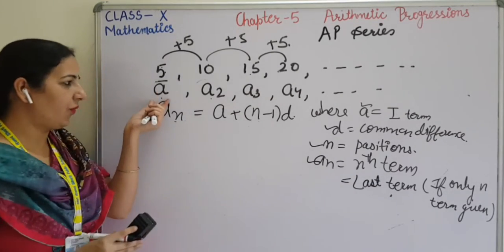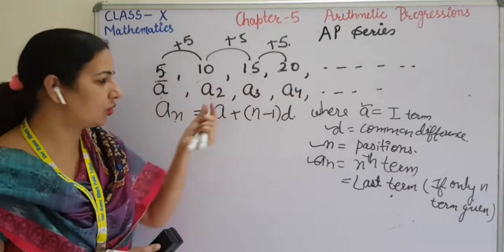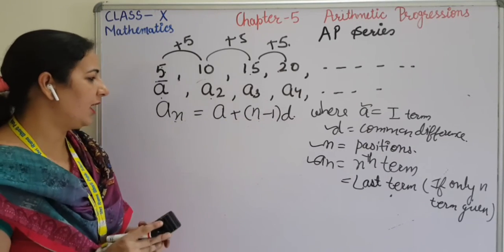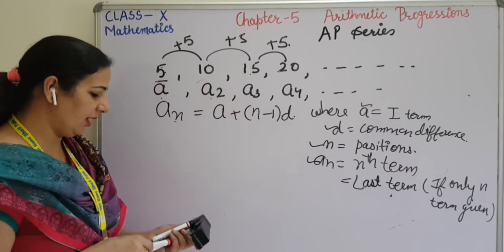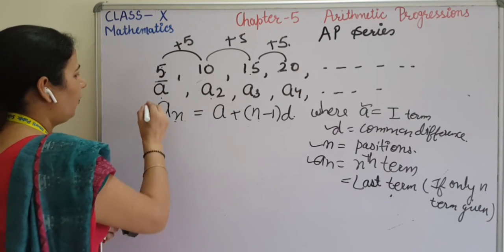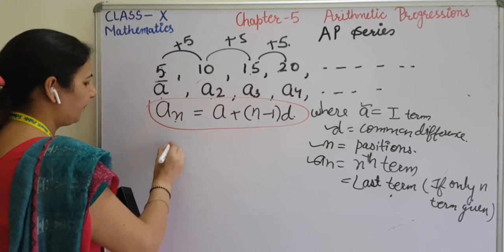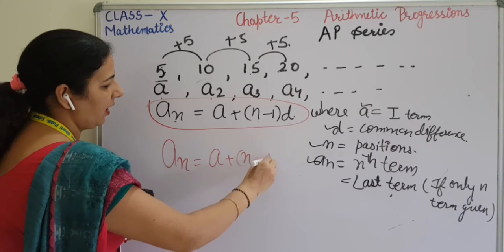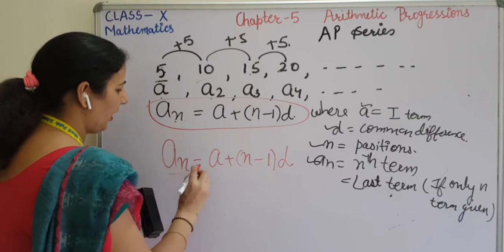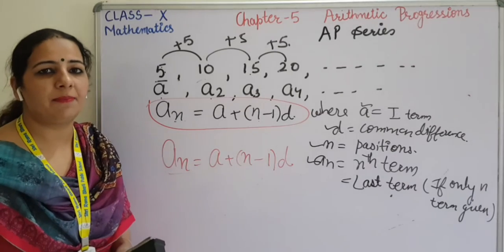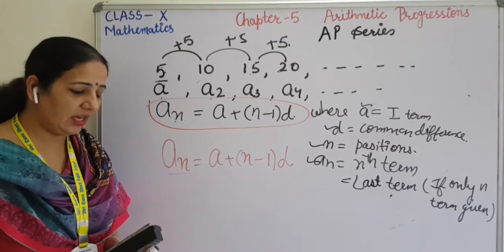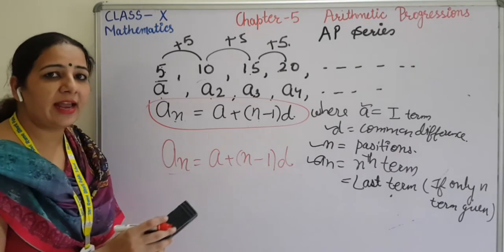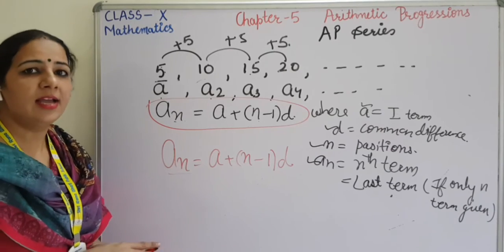So A means first term, then second, then third, and so on. AN means nth term: A plus n minus 1 into D. We are going to use this formula in our exercise of AP. AN is equal to A plus n minus 1 into D, and this is known as the general formula for the AP series. If in the question they ask you to find the general formula, then the answer can be this, and it can be in terms of the first 3 terms of the series.